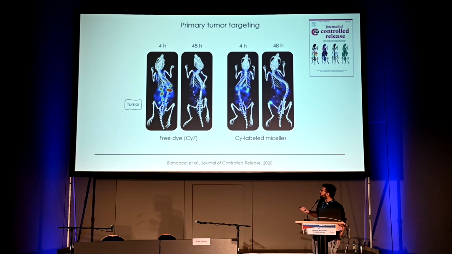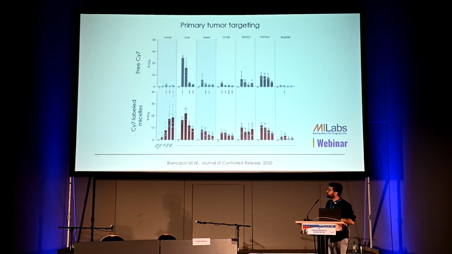We have this example with a free dye, Size 7, that we can see at early time post-injection, around 4 hours, is localized mainly in the liver, and here in the tumor, which is in this area, we do not see anything. Then at a later time point, at 48 hours, all the free dye has been cleared out. But when we go to Size 7 labeled micelles, we see that at around 4 hours, the targeting of the liver is low. This means that the nanomedicine is still in circulation. And then at 48 hours post-injection, we can see that it localizes in the tumor.